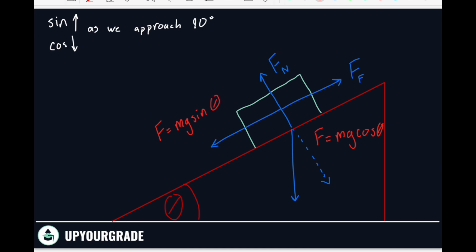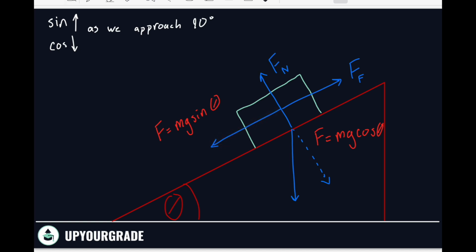Okay, and how do you remember which one is which? The way that I like to remember this is just by knowing that as this angle over here increases and approaches 90 degrees, the plane gets steeper. And when it gets steeper, we see, or we should see, this force increase. We should see the box slide down faster.